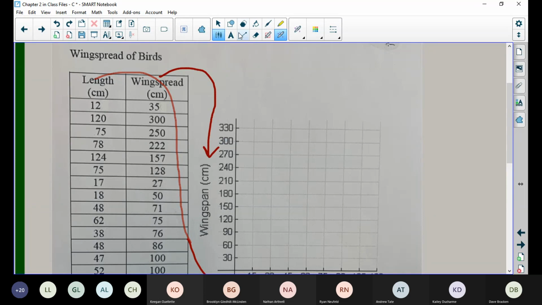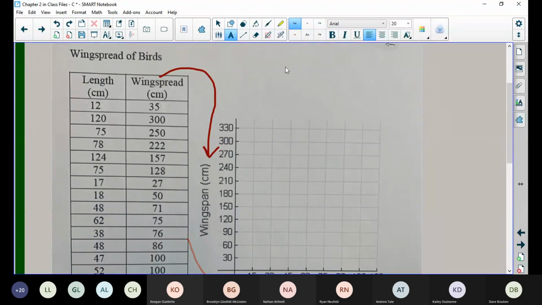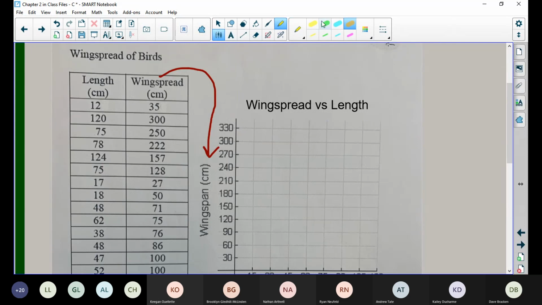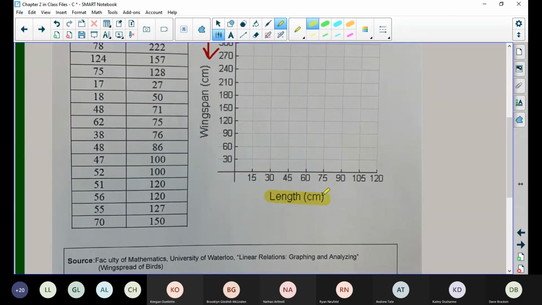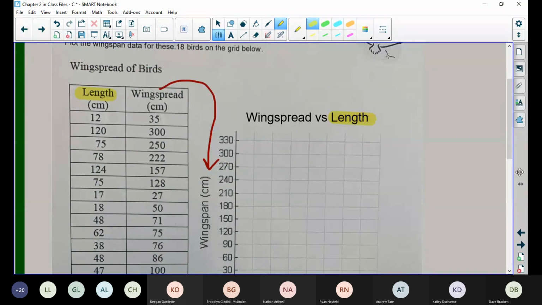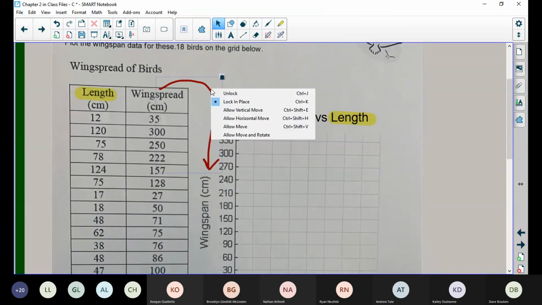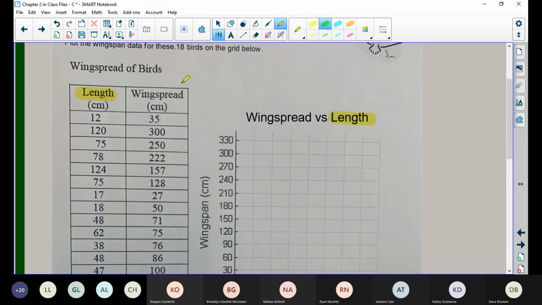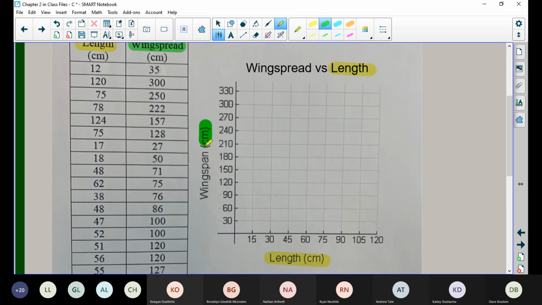If we were to title this thing, there is no title here, but we're going to learn it, so I might as well just show you. It's always the second variable, the wing spread, versus the first one, which is the length. So the yellow, which is your length, always goes on the bottom and always is second in your title. But the second one in your table, in this case, the wing spread, always goes on the side, but it's actually the first in the title.